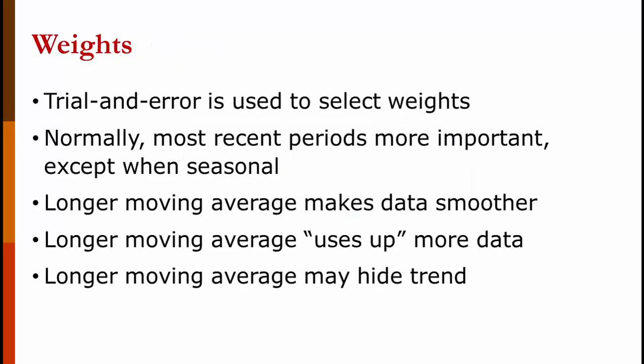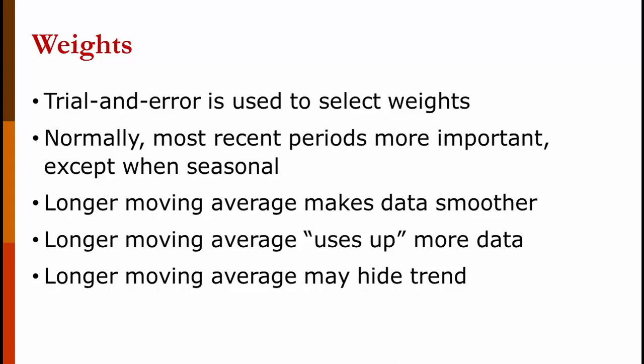So, how do you pick the weights? Well, for your homework and exams, they'll be given to you. But in general, trial and error is used. You try to pick weights that minimize the forecast error. We haven't talked about how to calculate forecast error yet. If you don't have seasonality, you typically have the last period weighted the heaviest. Having more periods in your moving average gives you more smoothing. Having fewer periods in your moving average gives you more reaction to changes.